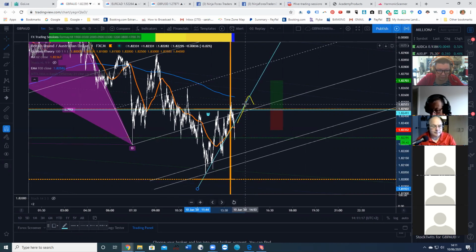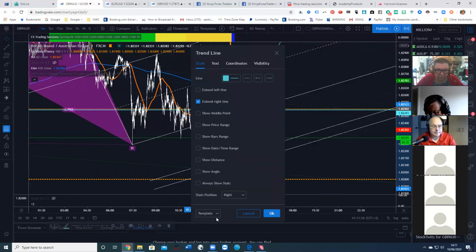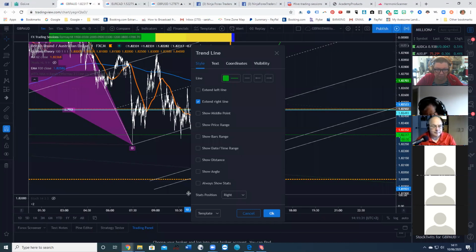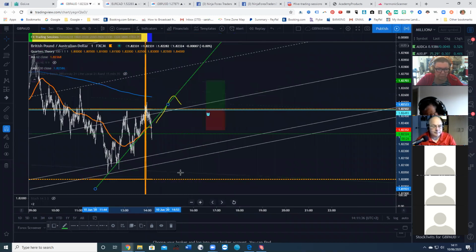And you want at least 3 touches. So I've got 1, 2, 3, 4, I've got 5 touches there. And it's a very fast pair, which might account for it slipping through, wicking through the other side. So we've got our alert on. Nothing we can do on that at the moment.